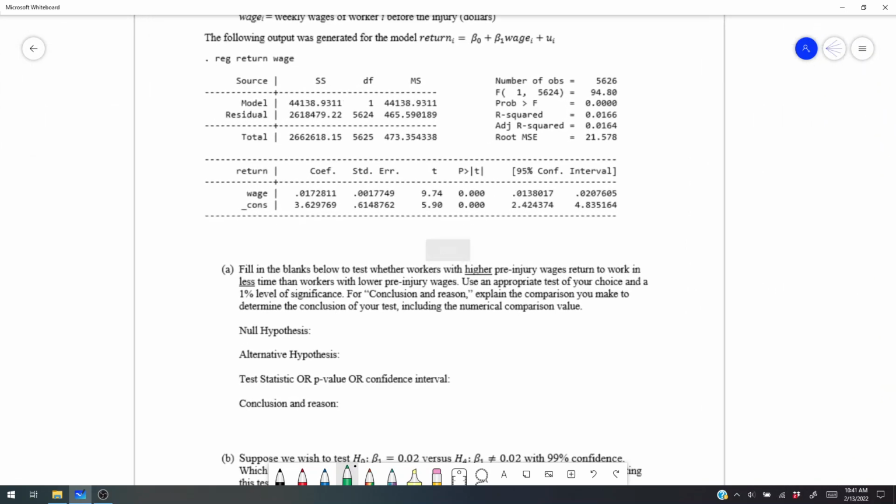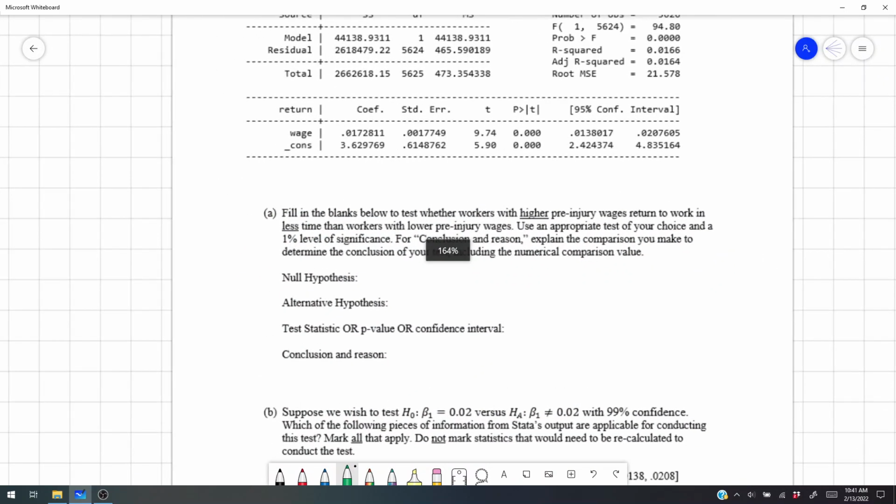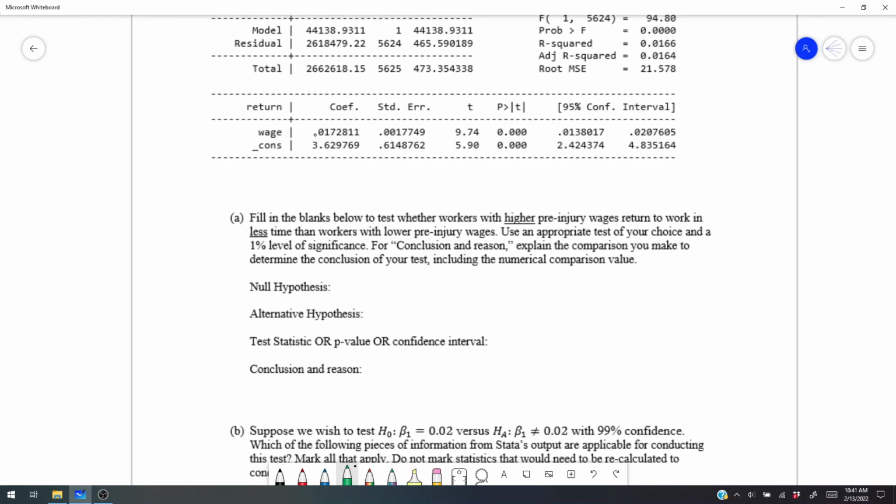What do I have? I want to test the null hypothesis that workers with high wages go to work faster. And because it says faster, it doesn't say differently. It specifically says faster, not slower. It's a one-sided null hypothesis. Now, what I can do is I can say this wage coefficient, beta 1 hat, I can write my null hypothesis as beta 1 hat is equal to 0.